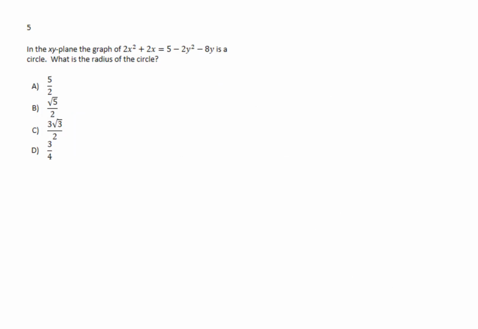Now there's just one more thing that I need to mention when it comes to completing the square for circles in the xy plane. Once in a while you might get a problem that looks kind of like this one. In the xy plane, the graph of this fancy thing is a circle. What is the radius of the circle? Well, we would think, okay, let's go ahead and put it into standard form. We'd write 2x squared plus 2x, and then plus 2y squared plus 8y is equal to 5, and that would indeed be a good start.